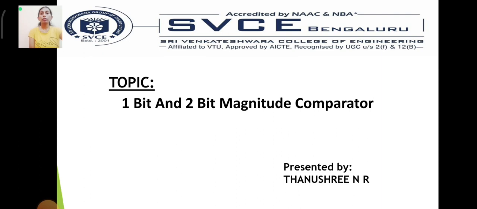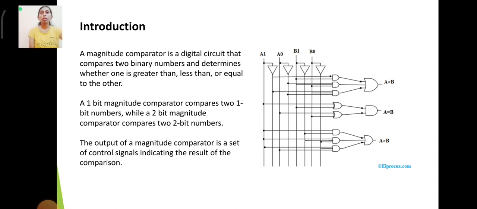Today we are going to discuss 1-bit and 2-bit magnitude comparators. Introduction. A magnitude comparator is a digital circuit that compares two binary numbers and determines whether one is greater than, less than, or equal to the other. A 1-bit magnitude comparator compares two 1-bit numbers, while a 2-bit magnitude comparator compares two 2-bit numbers. The output of the magnitude comparator is a set of control signals indicating the result of the comparison.